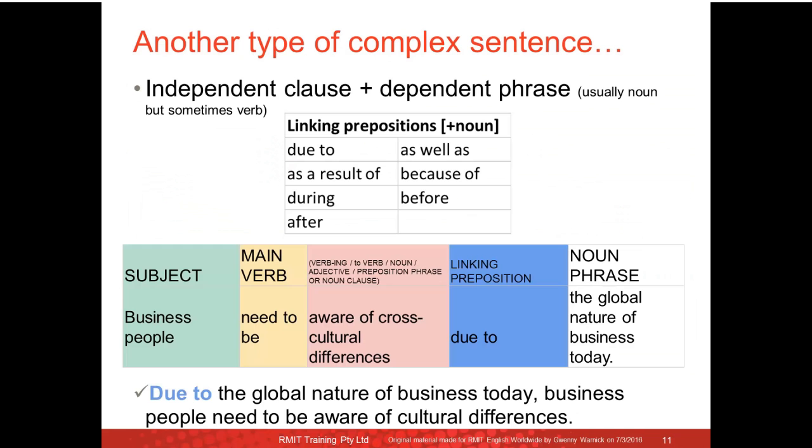Due to the global nature of business today, business people need to be aware of cultural differences.